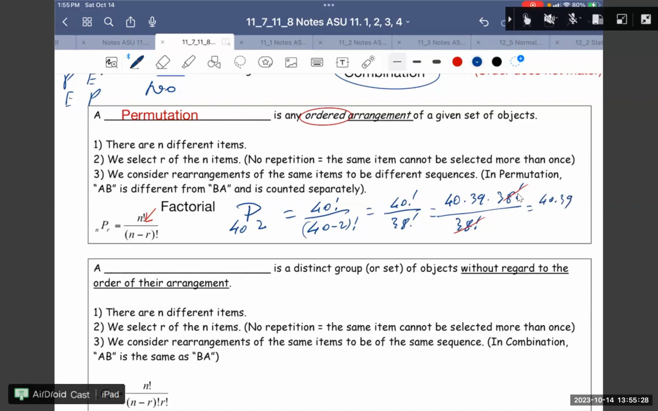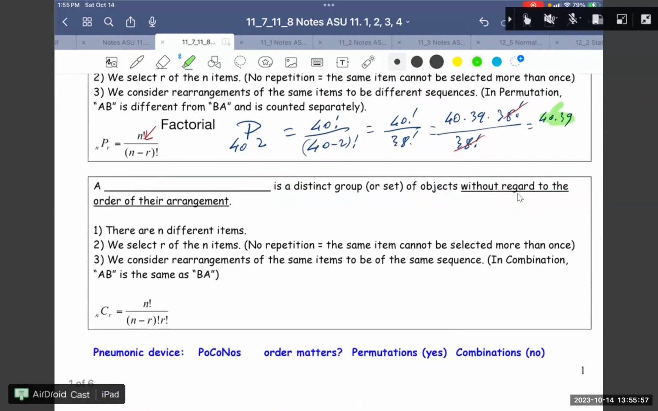So we should have 40 times 39. So 40 times 39 is what? Whatever you try to do it, or we can cancel this one out. Either one, we can use a calculator or we can use this.